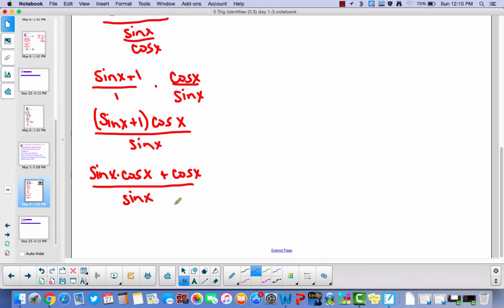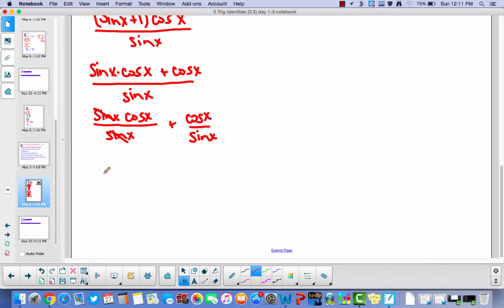Now remember, as a fraction, I can take it and I can split that into two parts. So this can then become sine x cosine of x over sine x plus cosine of x over sine x. These I can cancel. That leaves me with cosine of x. But what is cosine of x over sine x? That's cotangent of x. I believe that's as simplified as we are going to get.